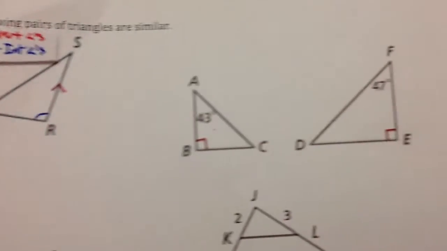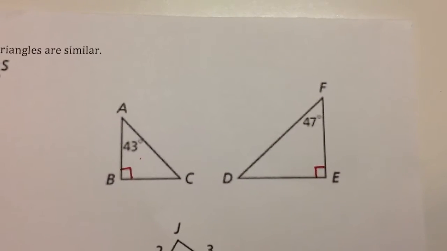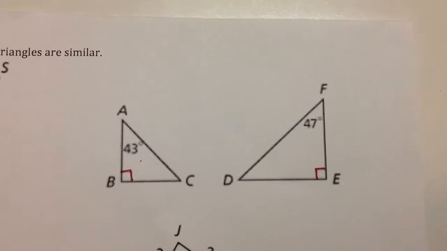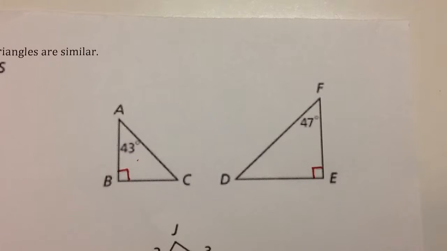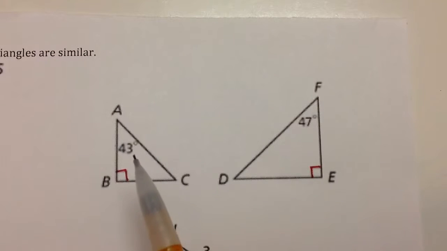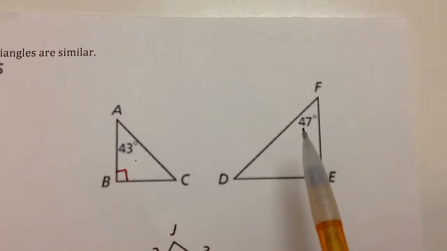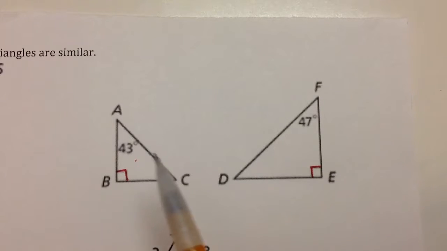Alright, let's try the next one. See if I can manage not to goof this one up. Alright, a couple of right triangles. One thing I notice right away is that I have 43 here, 47 here. If I subtract 90 and 47 from 180, guess what? I get 43 degrees. So I think I've got enough here to do angle-angle similarity.